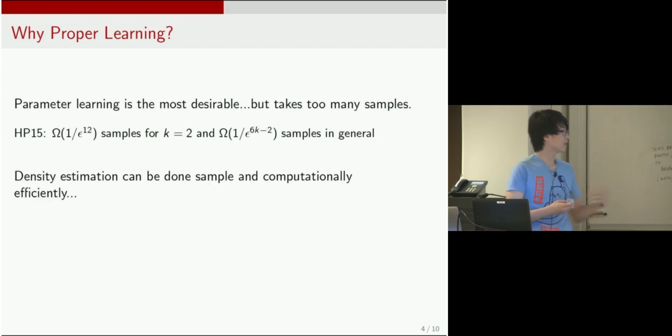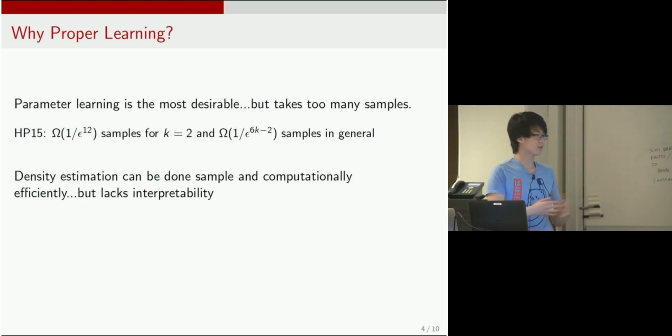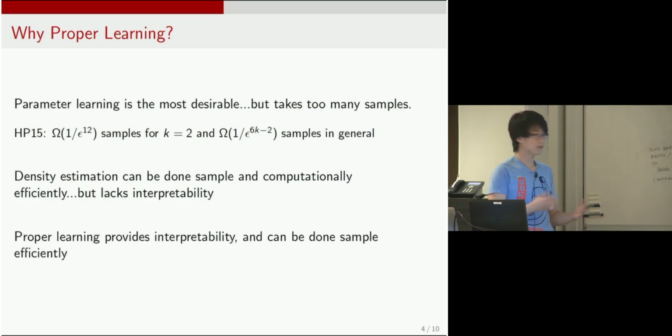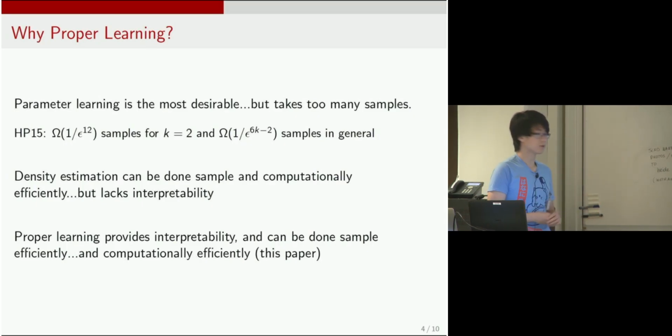On the other side of the spectrum, density estimation, it turns out, can be done with far fewer samples and also very efficiently, computationally speaking. But it's unsatisfactory because it lacks interpretability. You just get some blob which is close in TV distance. Sometimes that suffices. Sometimes it's just unsatisfying. So the goal of proper learning is to hopefully combine the gains from density estimation, in that it's sample efficient, with those from parameter learning, in that it's interpretable. And in this talk, we show it's also computationally efficient, at least in some regimes. Okay?